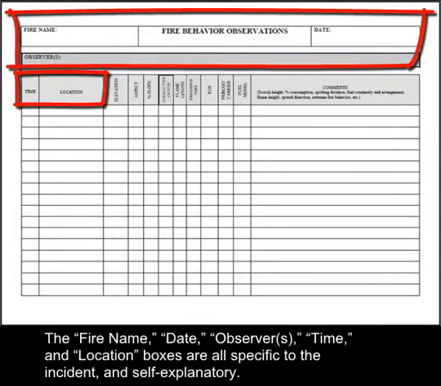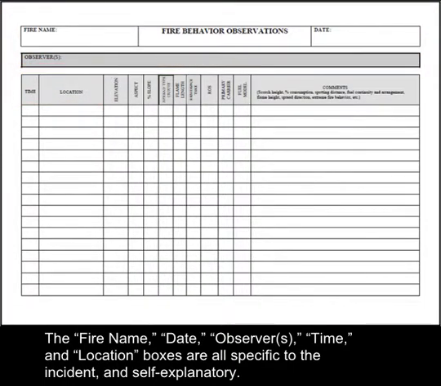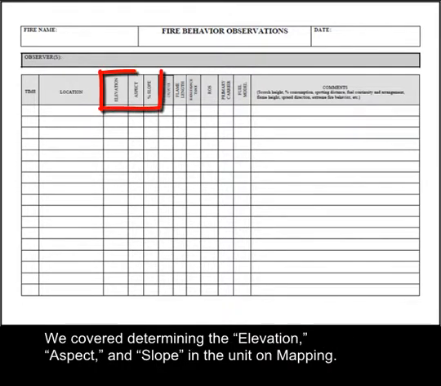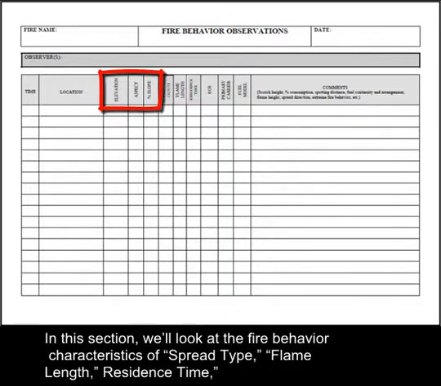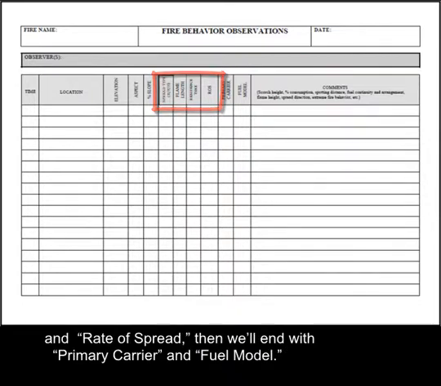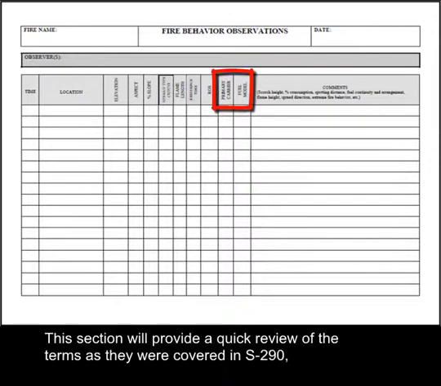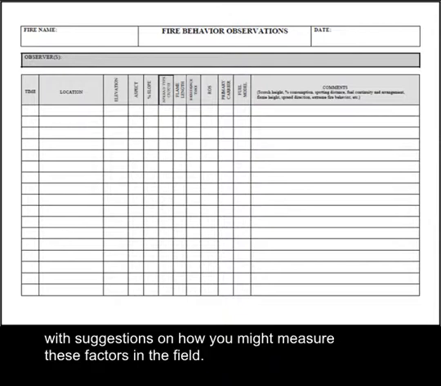The fire name, date, observers, time, and location boxes are all specific to the incident and self-explanatory. We covered determining the elevation, aspect, and slope in the unit on mapping. In this section, we'll look at the fire behavior characteristics of spread type, flame length, residence time, and rate of spread. Then, we'll end with primary carrier and fuel model. This section will provide a quick review of the terms as they were covered in S290, with suggestions on how you might measure these factors in the field.